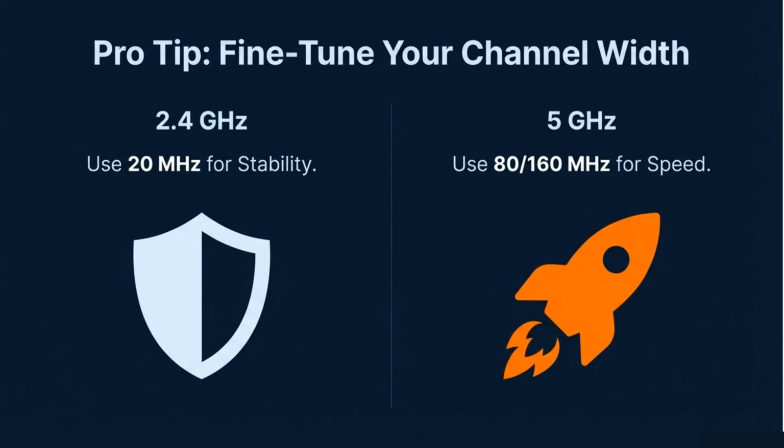A pro tip is to fine-tune your channel width. For 2.4 GHz, use 20 MHz for stability. For 5 GHz, use 80 or 160 MHz for the fastest speeds.